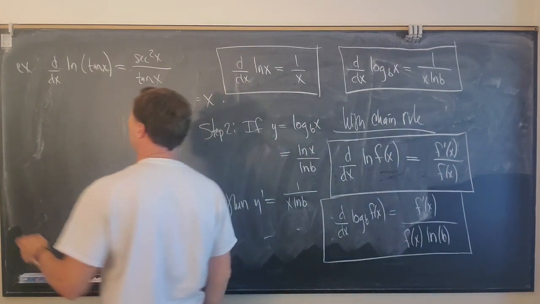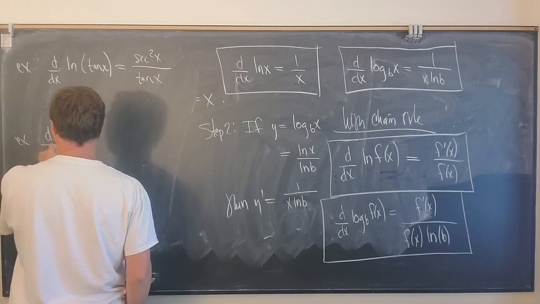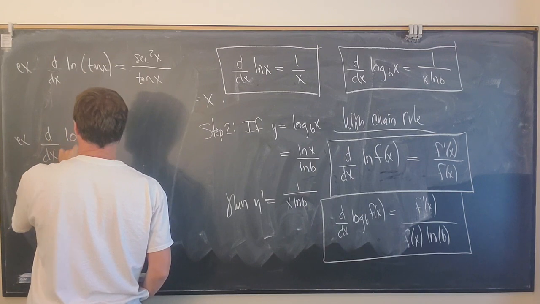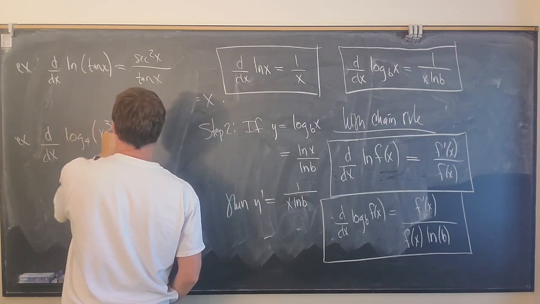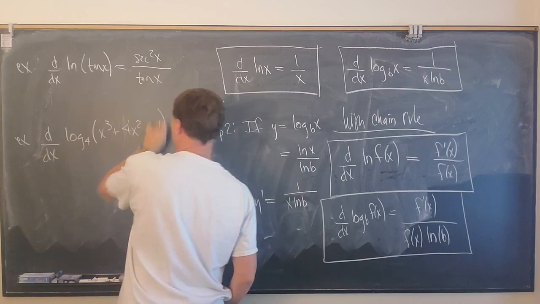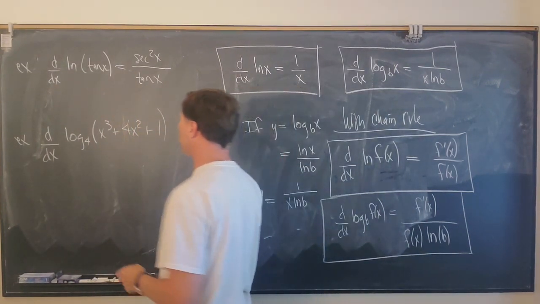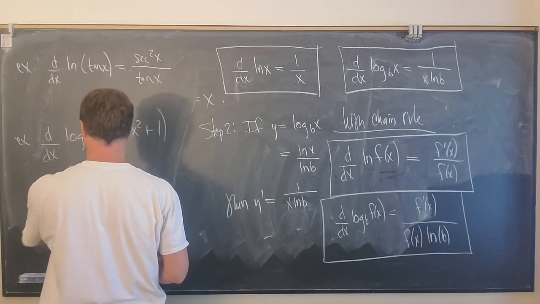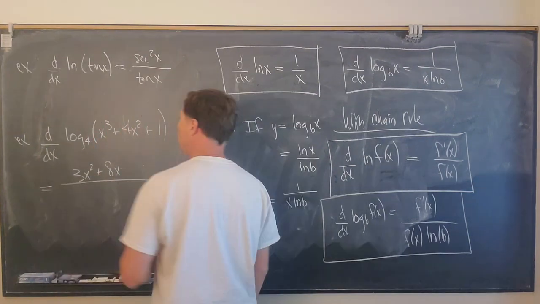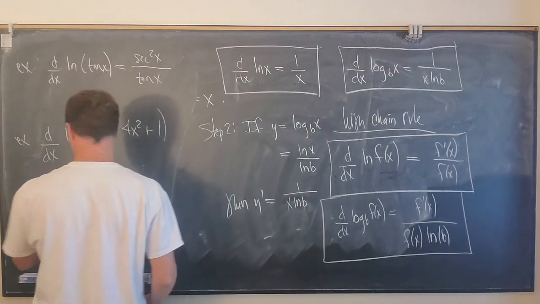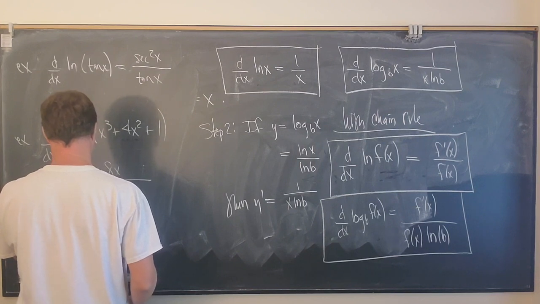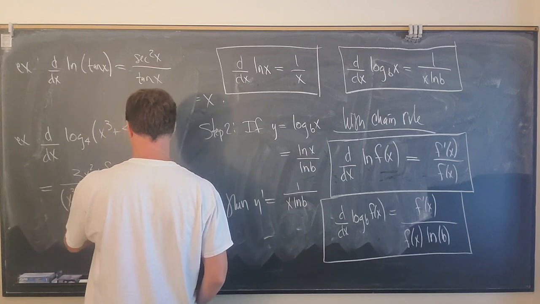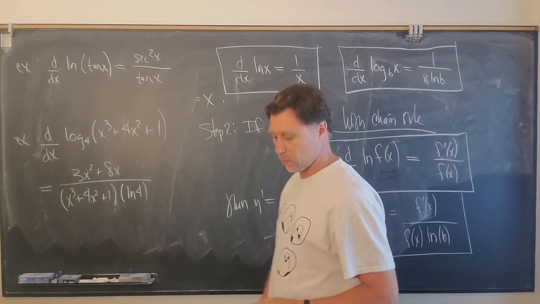And let's do an example with a base other than e. The derivative of, let's do log base 4 of x cubed plus 4x squared plus 1. So according to our formula, we put in the numerator the derivative of the inside function, so that'll be 3x squared plus 8x. In the denominator, we put the function, so that's x cubed plus 4x squared plus 1, and then we multiply by the natural log of whatever base we're working with.